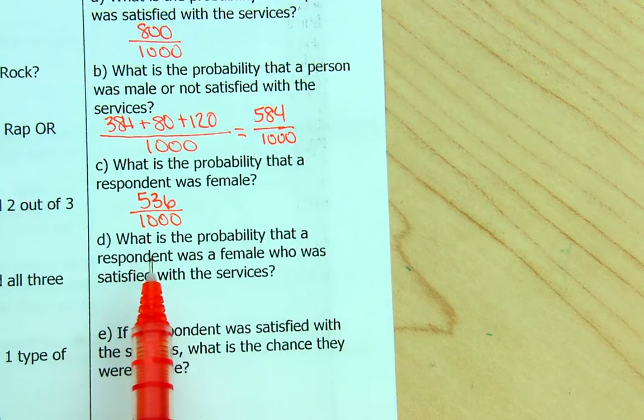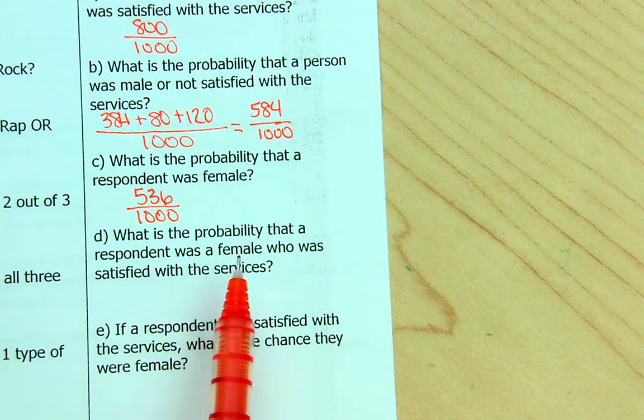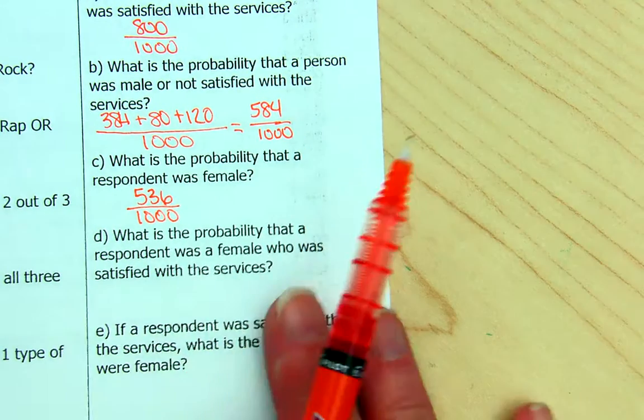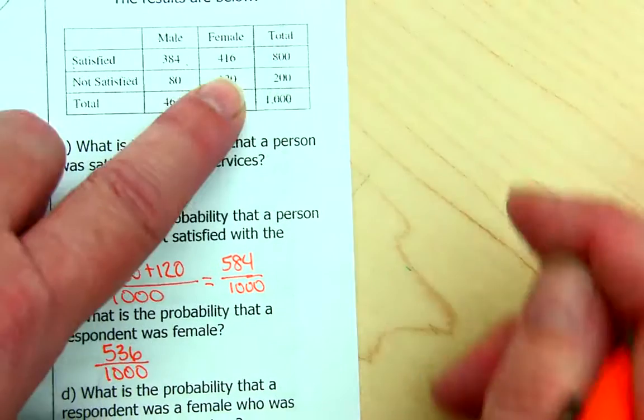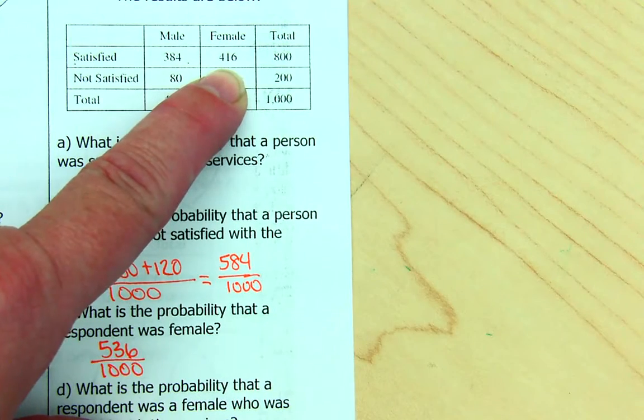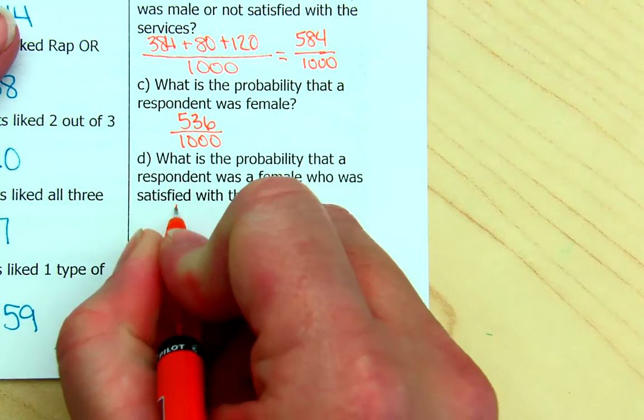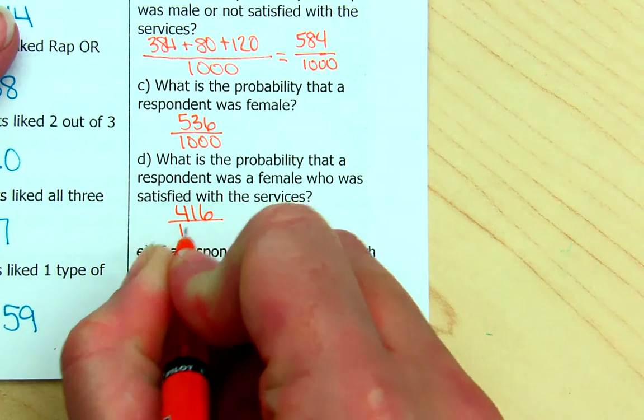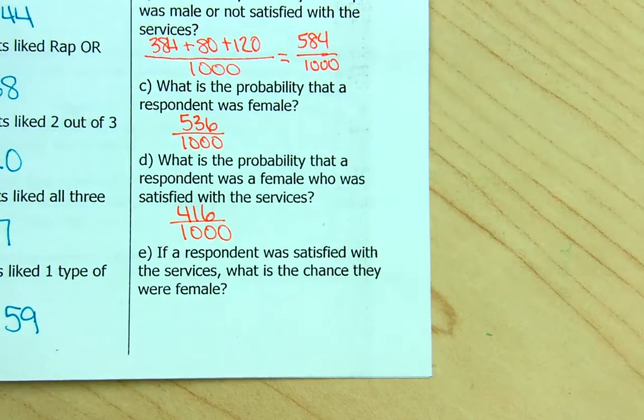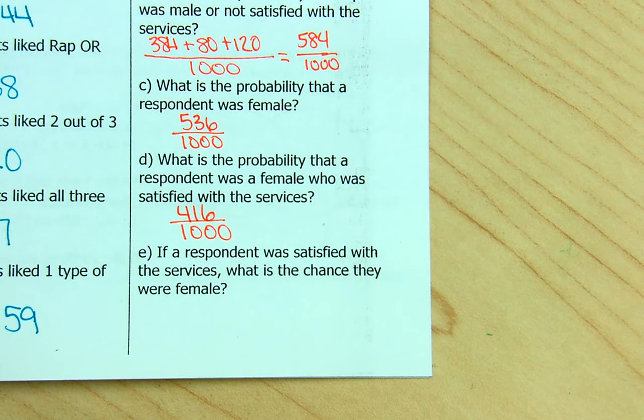So down here on part D, it says, what is the probability that a respondent was female who was satisfied with the services? So we're looking at female and satisfied. There's 416 of those out of the total number of respondents. And the last one, if a respondent was satisfied with the services, what is the chance they were female?